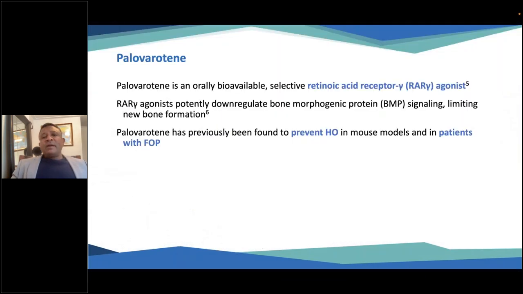Now, palovarotene has become a new drug that is showing a lot of promise for this condition. Palovarotene is a retinoic acid receptor agonist, first developed by Roche in the late 90s to treat chronic obstructive airways disease, and later repurposed for FOP, simply because trials in mice found that it was able to prevent heterotopic ossification in a mouse model of FOP.